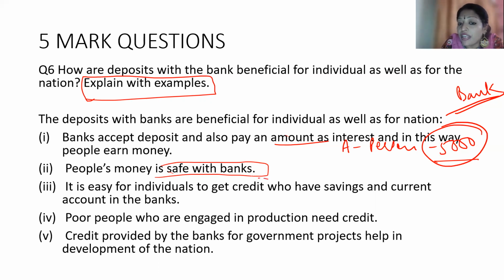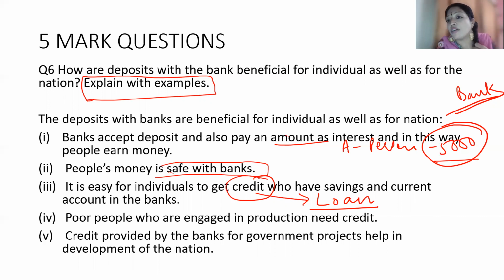Here, remember, whenever we use the word credit, credit is nothing but loan. If I have a bank account, whether it is a savings account or a current account, it is very easy for an individual to take a loan from the bank. I can easily opt for credit from the bank if I want to establish a new company or start a new business, or if I want to buy a house or a car. It is very easy for me to take a loan from the bank.